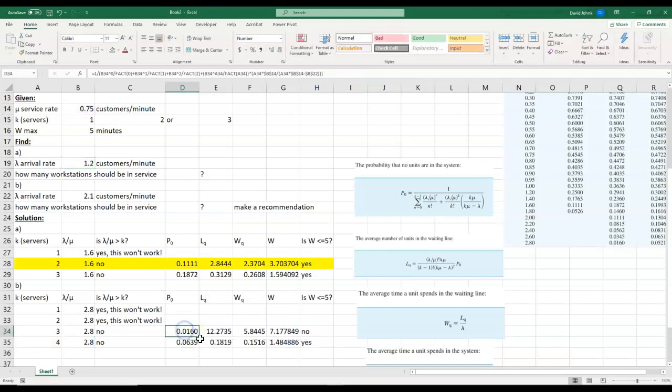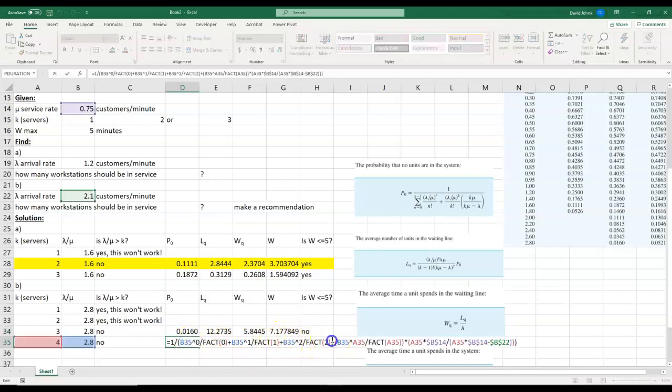Oh, you know what? Let's drag this down. You know what I forgot to do? I forgot to drag all these down, and then I change it. I knew something was funny. Okay, plus this to the third power divided by factorial 3.